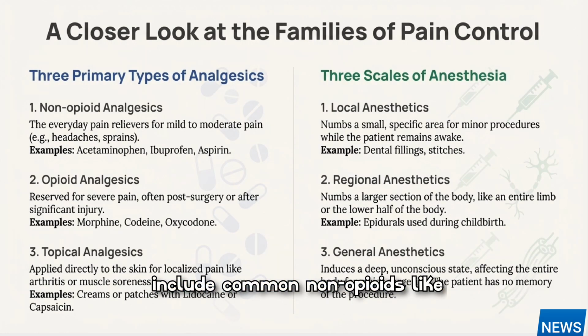Analgesics include common non-opioids like acetaminophen and ibuprofen for everyday aches, opioids reserved for severe pain, and topical agents applied directly to the skin. On the anesthesia side, the scale ranges from local numbing for minor work to regional blocks for larger body areas, up to general anesthesia that renders the patient unconscious for major operations.